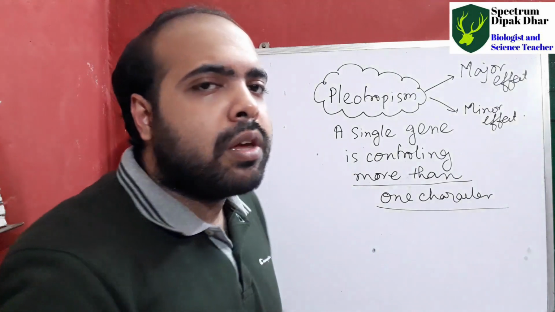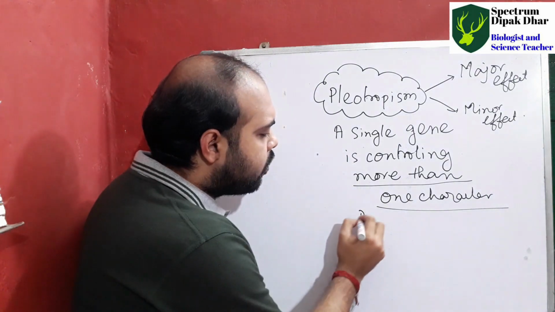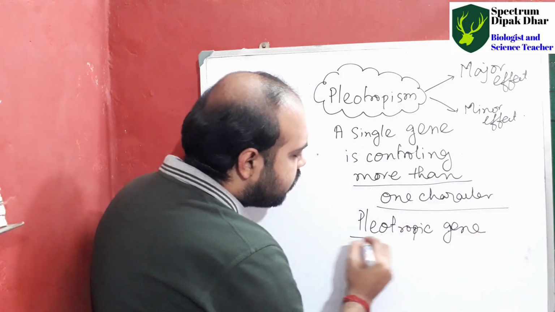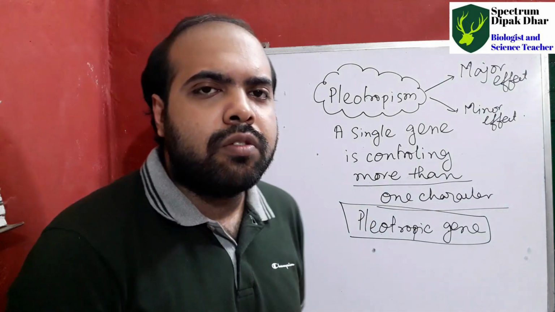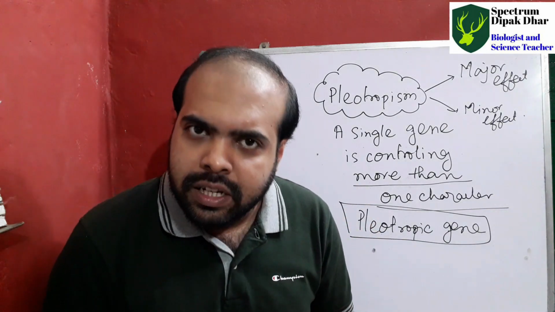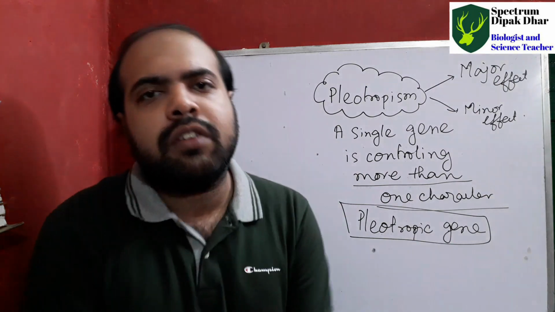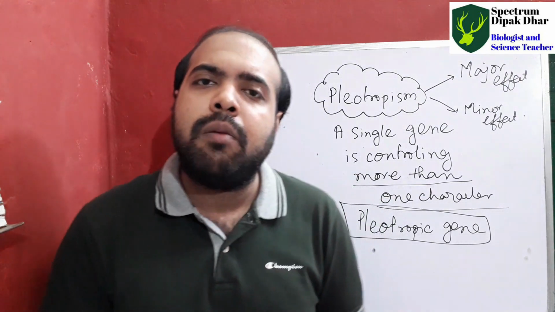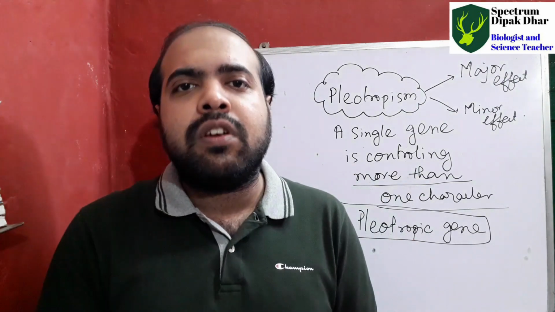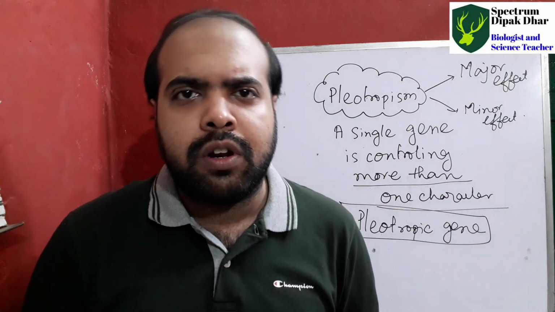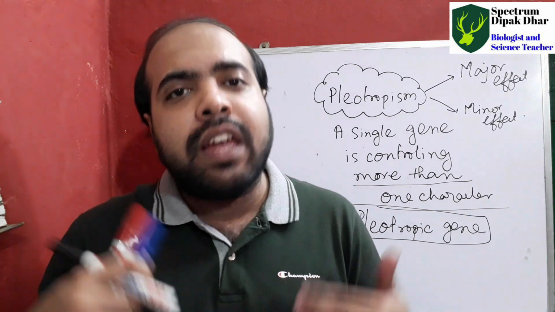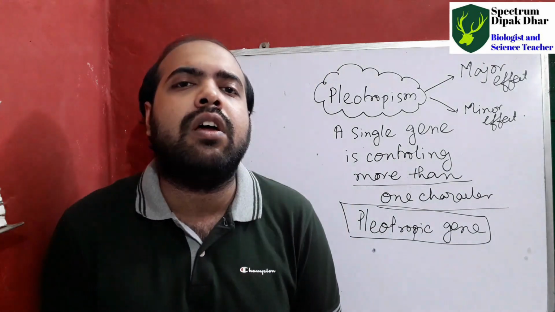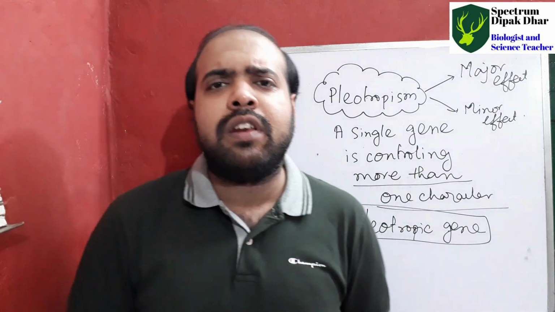The gene which is showing this typical phenomenon is known as the pleiotropic gene, and the effect or the expression of that particular gene is known as the pleiotropic effect, which can be classified into major and minor. Major means when the expression is mainly controlled by that particular gene, and minor means the secondary expression, the secondary function of that particular gene. So let us take an example of this unique process known as pleiotropism.